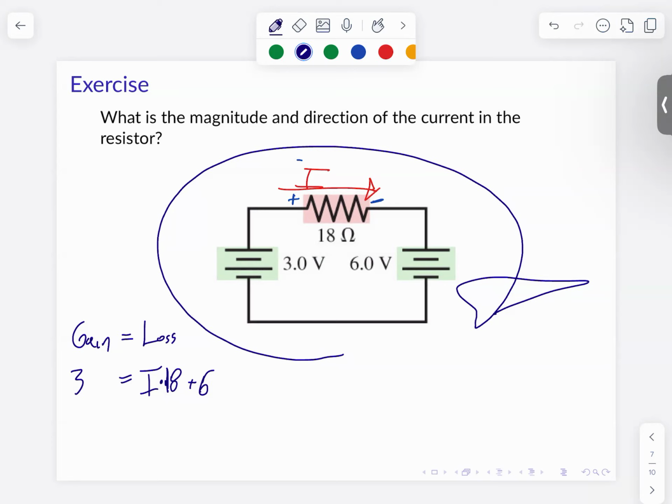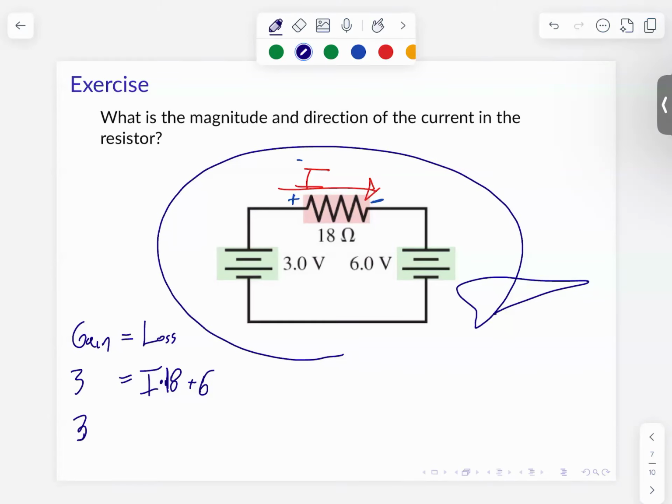Nope. Okay. Algebra time. I is unknown. I've got it multiplied by 18 and added to 6. What do I undo first? I get the 6 away. How do I remove a 6? If it's added to the rest of the equation, I need to subtract off both sides of the equation.